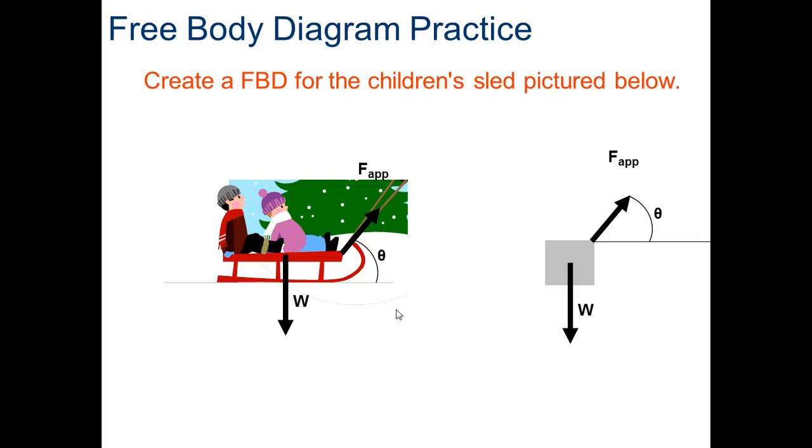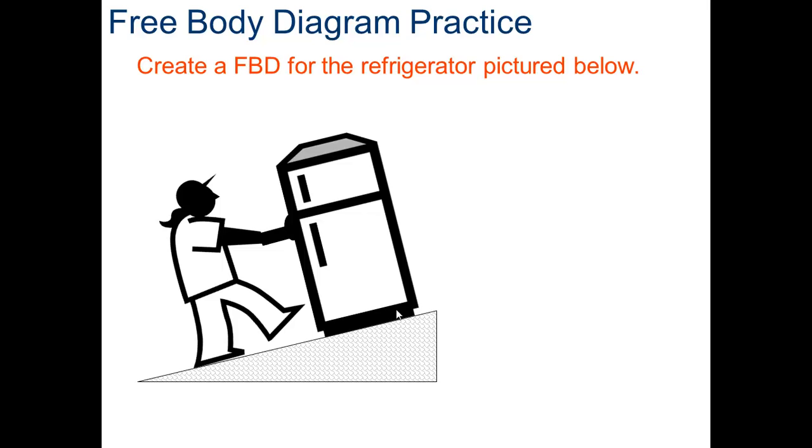Notice that the angle is measured relative to the horizontal line. There's also a normal force that's causing the sled to not fall through the snow. The normal force again is that support force that acts against the surface of the sled. There's a force of friction, that's what the F of F stands for, that's going opposite the direction of motion. So that is a complete free body diagram for the children's sled.